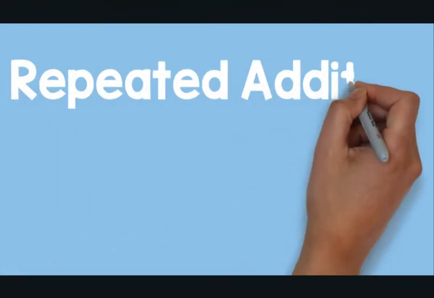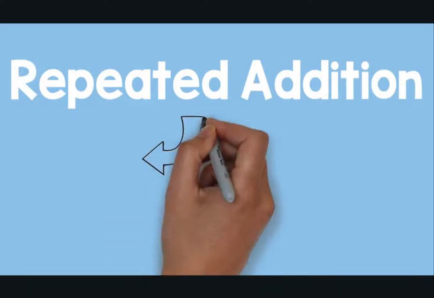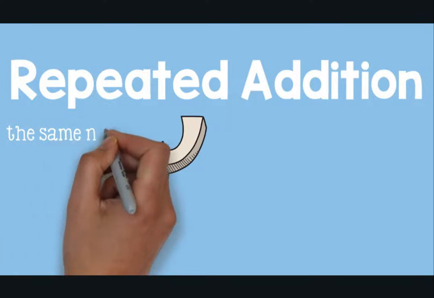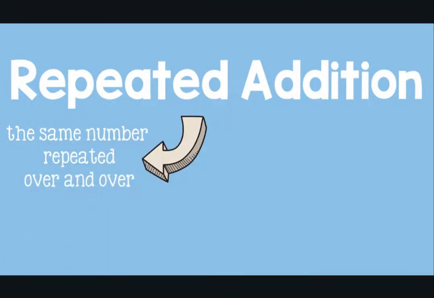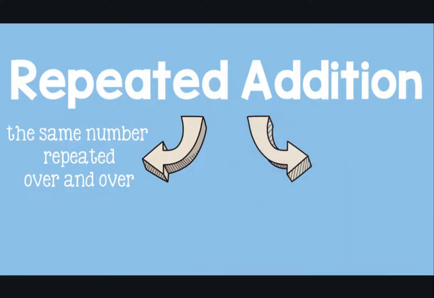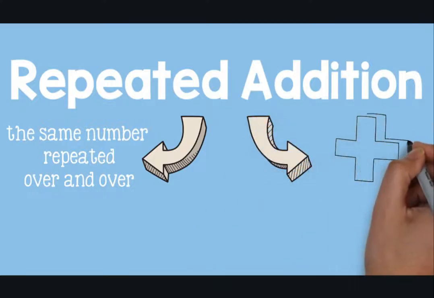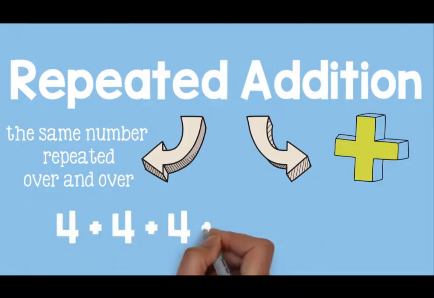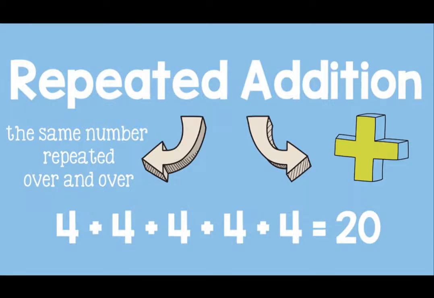Repeated addition. Repeated means the same number repeated over and over. Addition is plus. 4 plus 4 plus 4 plus 4 plus 4 equals 20.